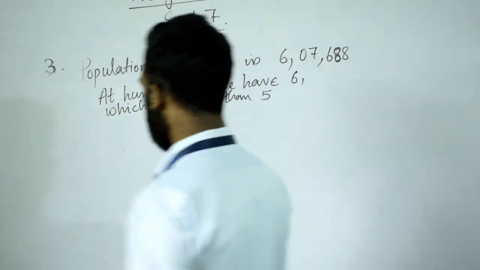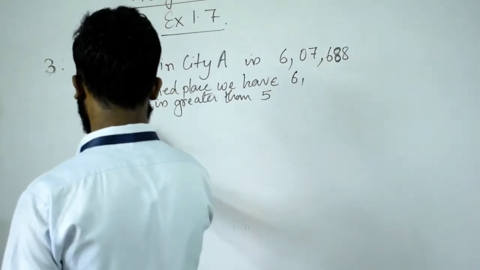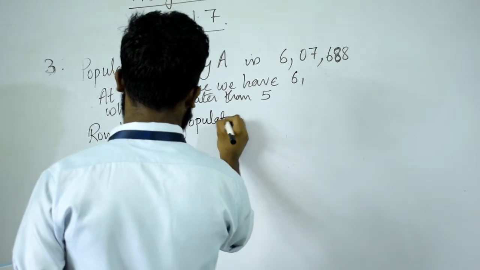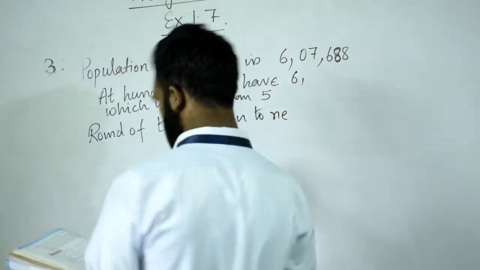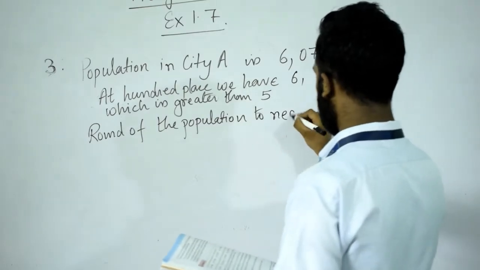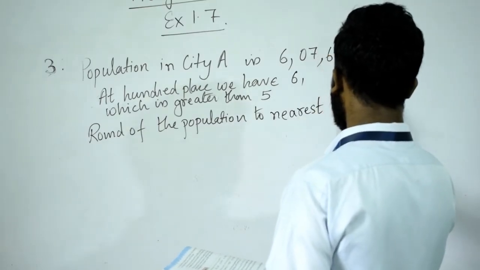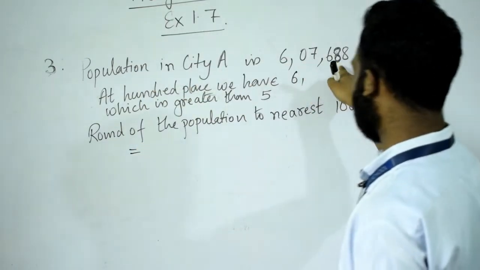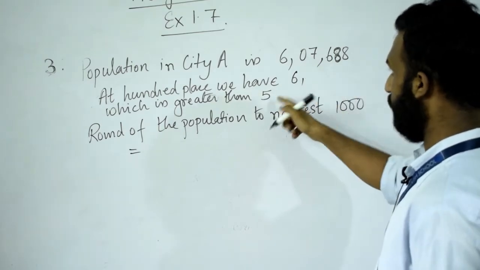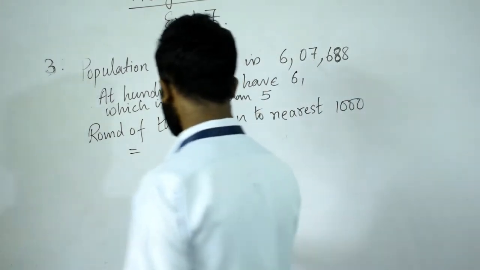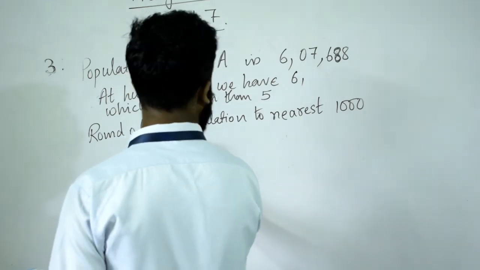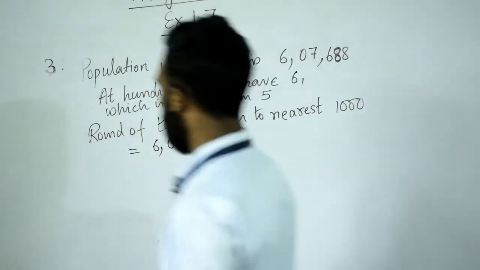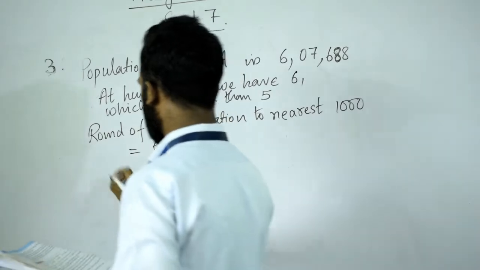So what we'll do, the rounded population to the nearest 1000 will be: at the 1s, 10s, 100s we'll write 0, and since it is more than 5, we'll add 1 to the 1000 place. So it will be 6,08,000. Same way, now let's do the population of B.